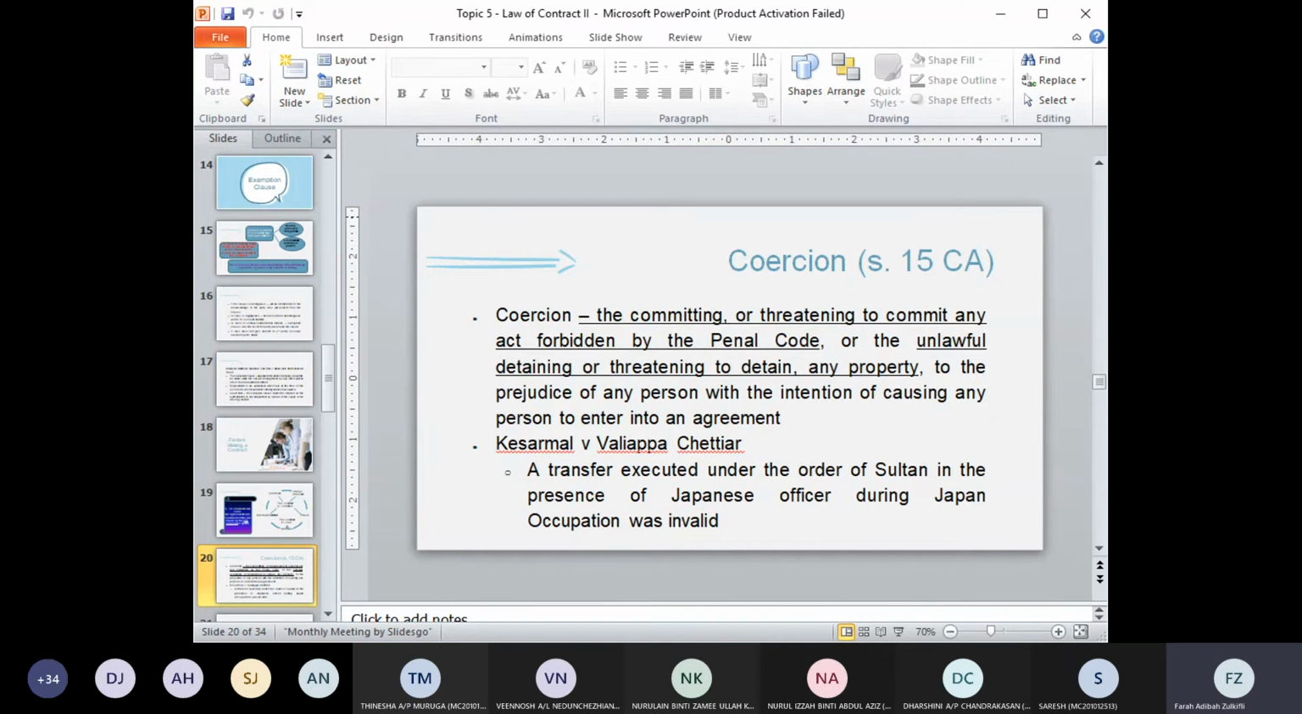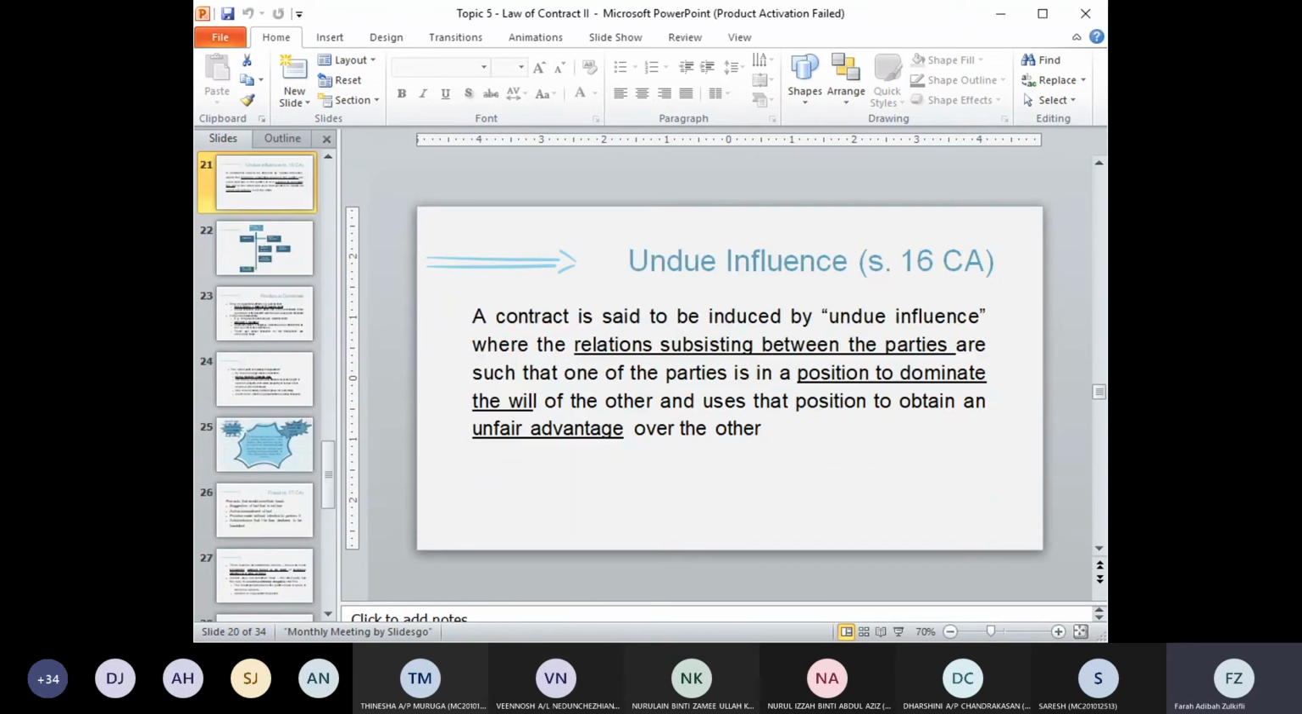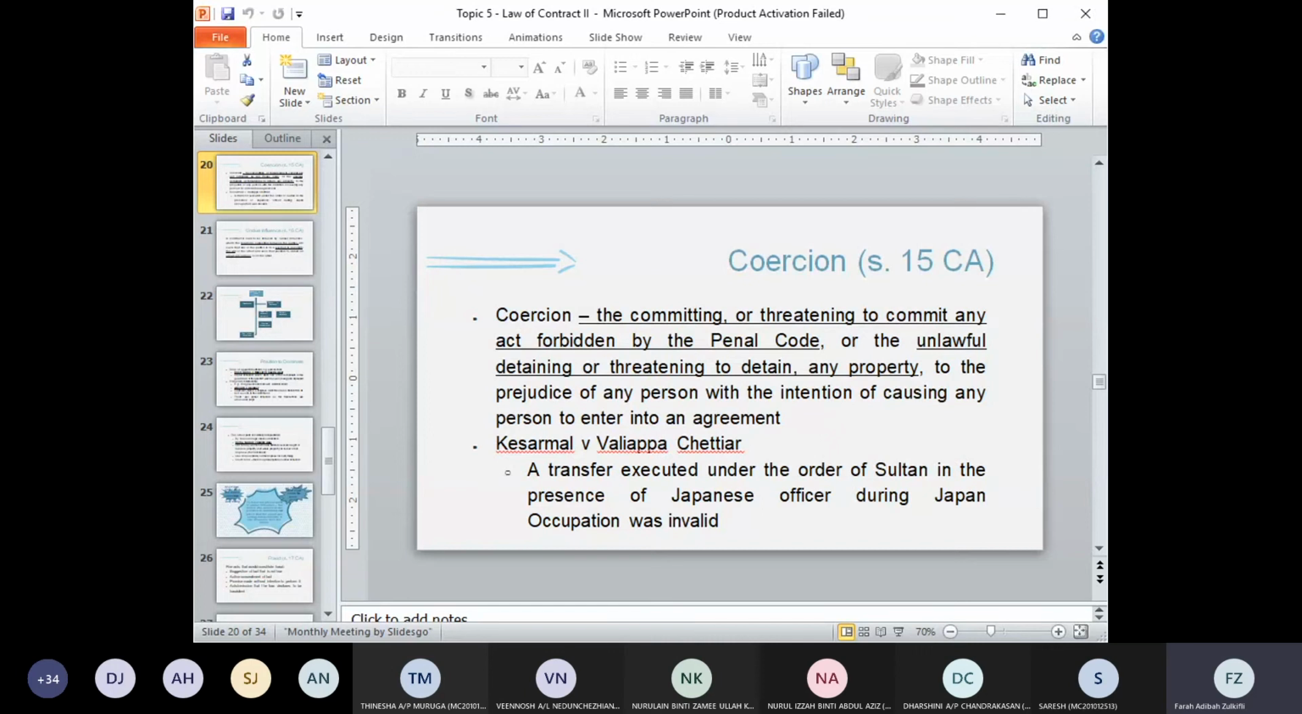So the example of a case is the case of Kesarmal against Valiappa Chettiar. In this case, a transfer of land was executed during the Japanese occupation, waktu penjajahan Jepun. At that time, the transfer was executed under the order of the Sultan, but it was obtained through coercion because there was a Japanese officer present when the transfer was executed. So the court held that the presence of the Japanese officer can be a reason of coercion, because the Japanese officer has the ability to injure or kill someone if they don't sign the contract. So that is for coercion. Coercion is simple enough. Coercion is when you enter a contract under paksaan.